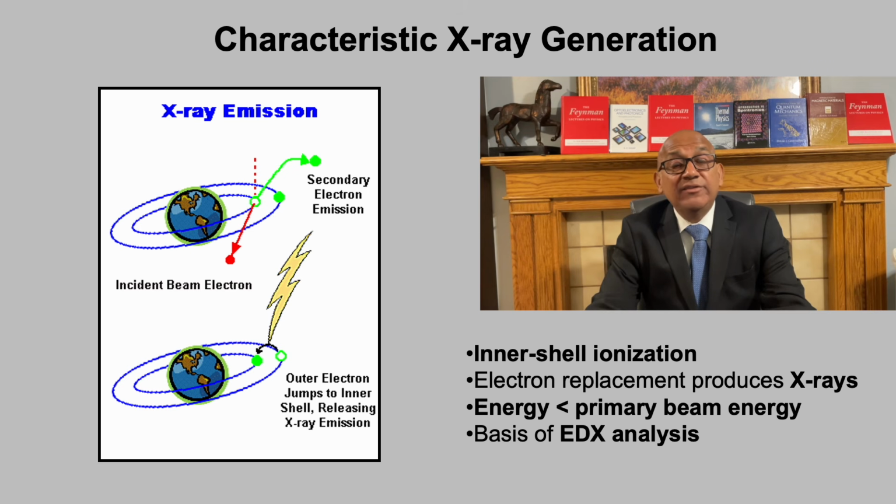Because atomic energy levels are unique to each element, the emitted X-rays have characteristic energies that allow us to identify which elements are present in the specimen. These X-ray energies are always lower than the energy of the primary electron beam, since they originate from internal atomic transitions. X-rays typically escape from much deeper regions of the material than secondary or backscattered electrons. As a result, X-ray signals provide bulk compositional information rather than fine surface detail.